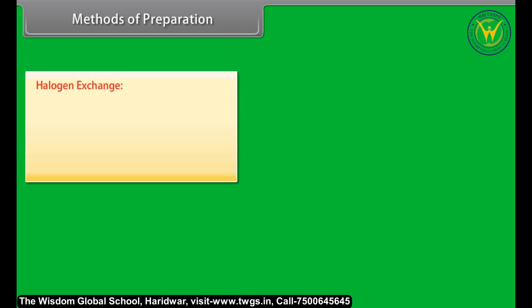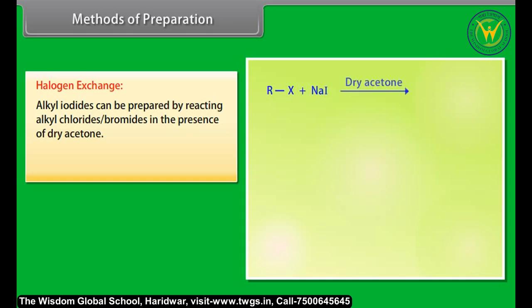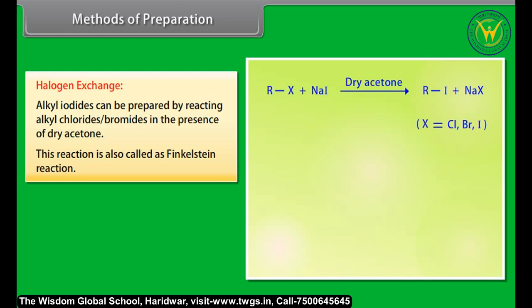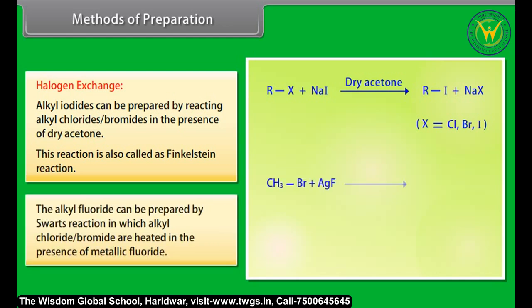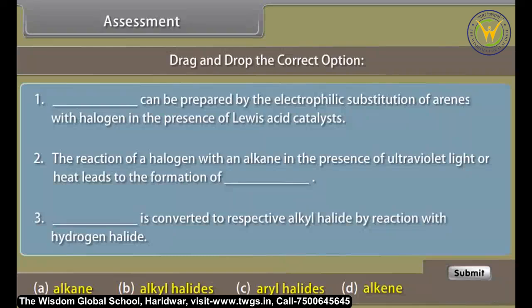Halogen exchange. Alkyl iodides can be prepared by reacting alkyl chlorides or bromides with sodium iodide in the presence of dry acetone. This reaction is also called the Finkelstein reaction. The alkyl fluoride can be prepared by the Swarts reaction, in which alkyl chloride or bromide is heated in the presence of metallic fluoride. Assessment. Before proceeding further, let us know how much you have learnt.